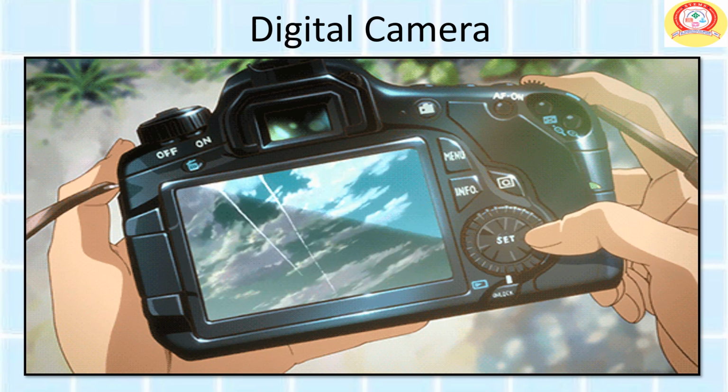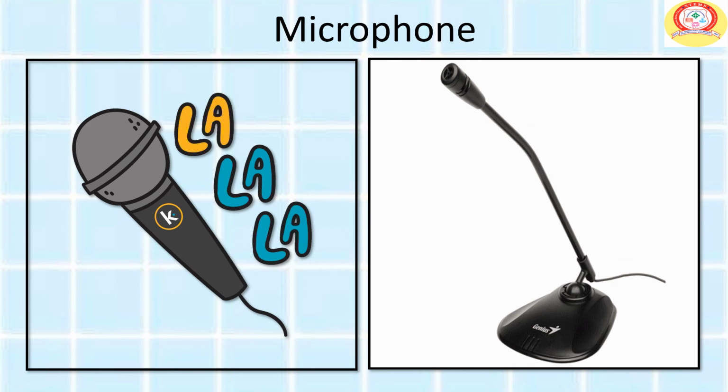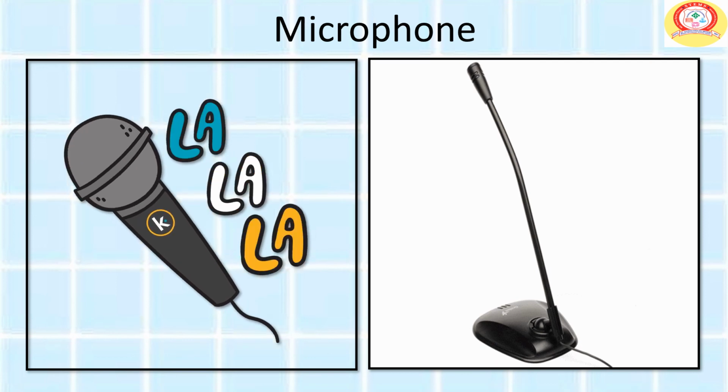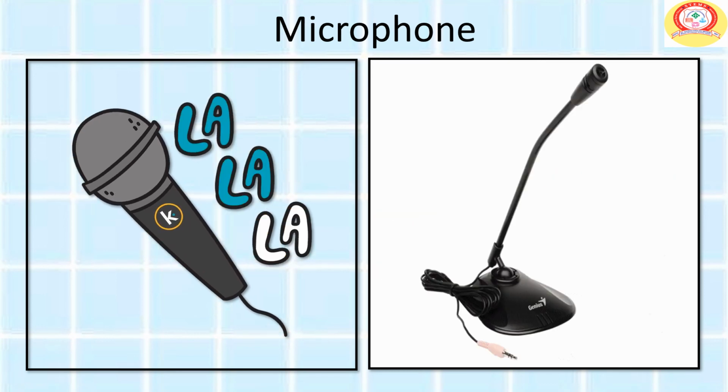Now children, let's move to microphone. Children, this is a microphone. A microphone is used to input and record voice, sound, and music into a computer. This is the work of a microphone, children. Now, children, did you understand this much?